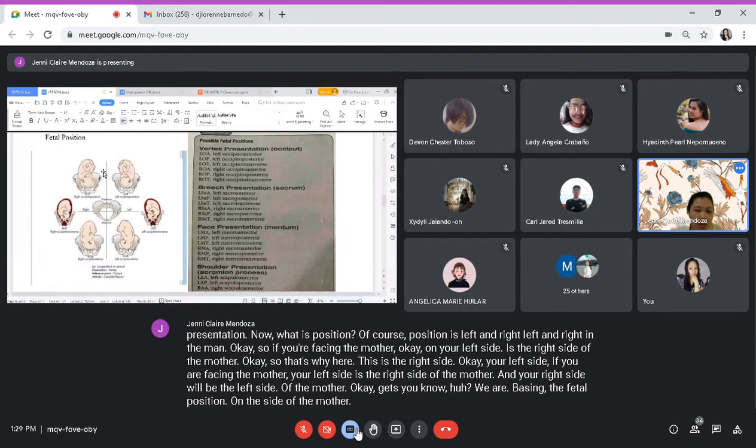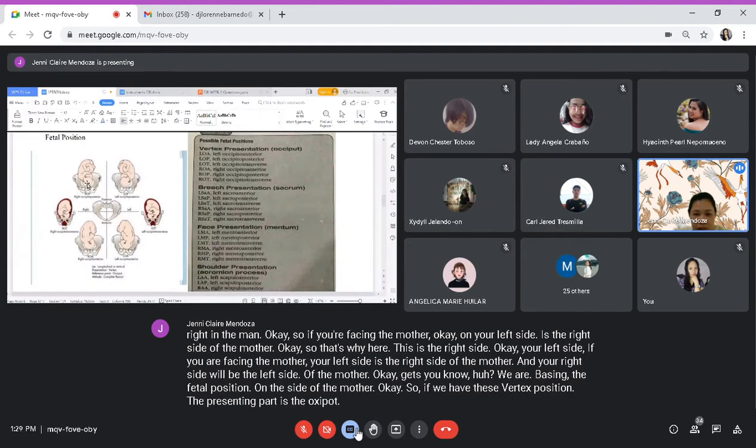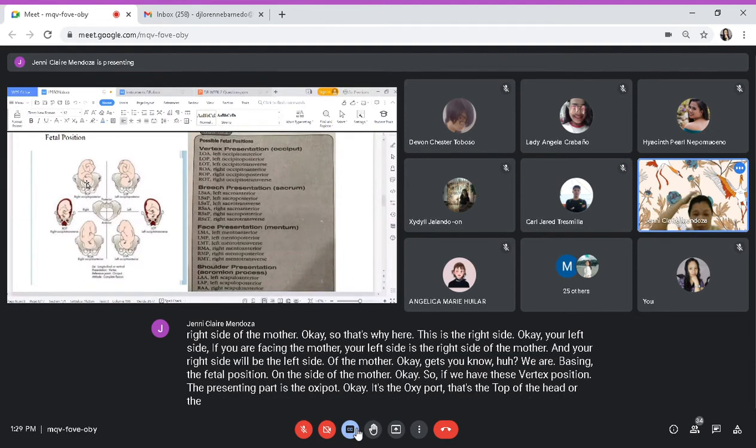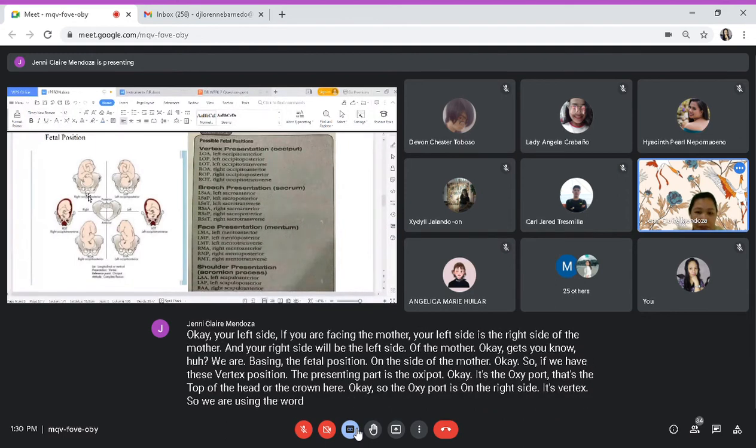Okay, so if we have this vertex position, the presenting part is the occiput. It's the top of the head or the crown here. The occiput is on the right side. It's the vertex, so we are using the word occiput. And then the occiput is in the posterior.